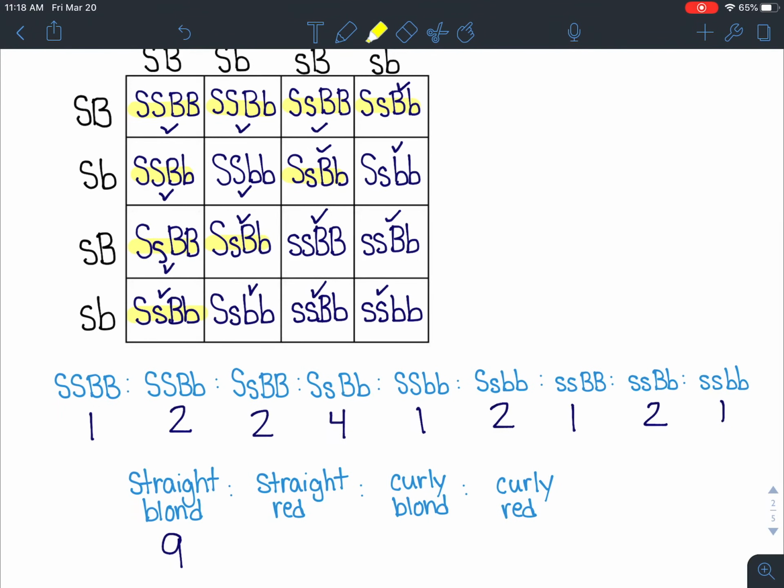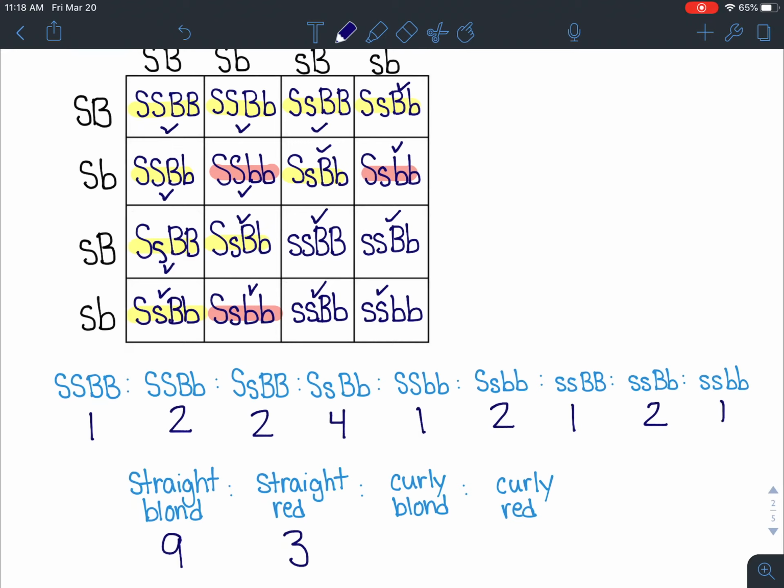Looking at straight red hair, I'm going to just change up my color here. To have straight red hair, you're going to need to have a dominant S, but you're going to have 2 recessive Bs. So I'm looking for something that's dominant in the S and recessive in the Bs. So there's 1 there, 2, 3.